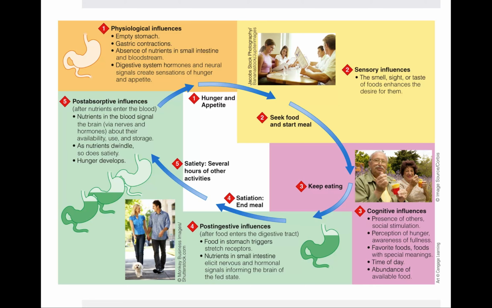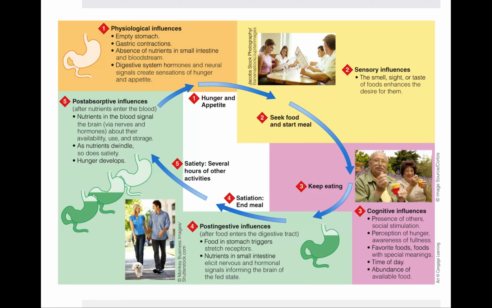So now we move on to step 2, sensory influences. In addition to just physically feeling hungry, there's lots of external things like the smell, the sight, or the taste of foods that may enhance your desire for them. Think about when you're walking through the airport and you smell Cinnabon cinnamon buns. You might not actually be physically hungry, but all of a sudden because of the smell, especially of the fat cooking, and you've got a bunch of time to kill in the airport, you feel like you need to eat a cinnamon bun.